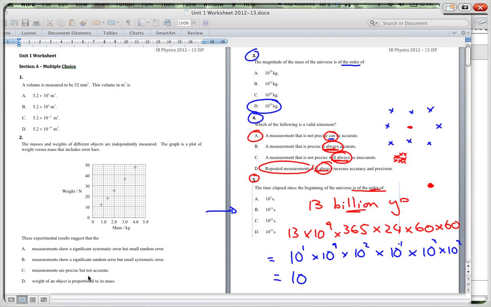So we get about 10 to the 17 around about, and we can see the closest one to that is 10 to the power of 18. So it's B over here. You can see that these are all, that's the closest possible one.